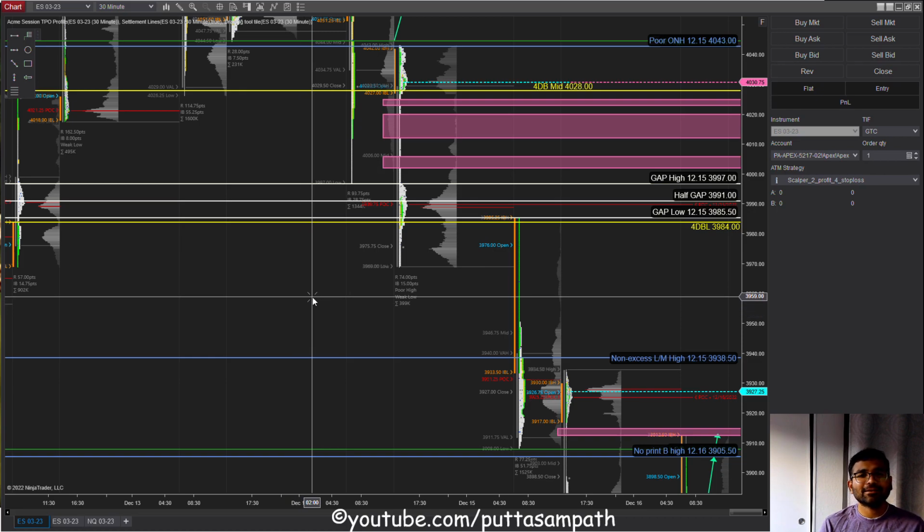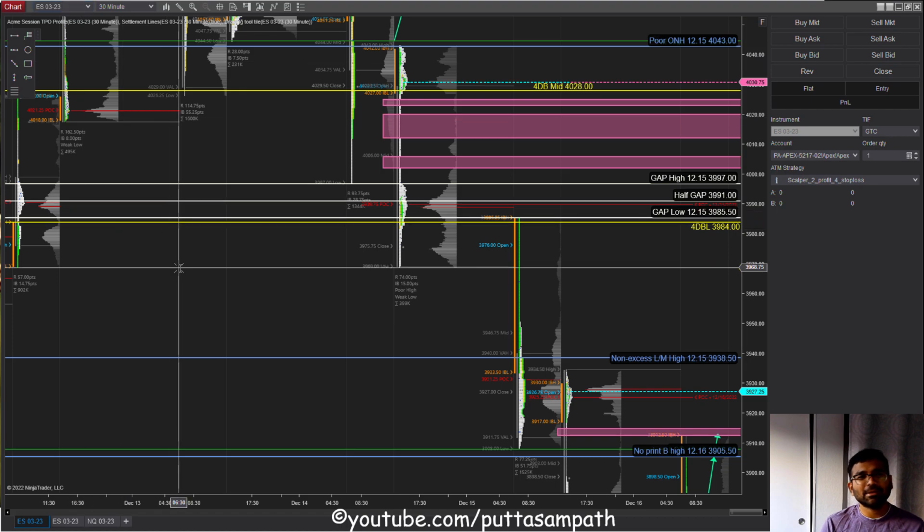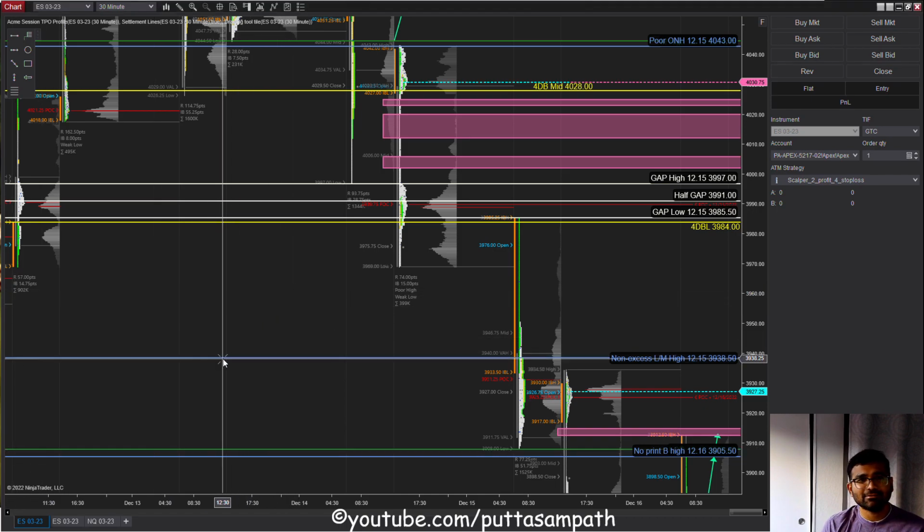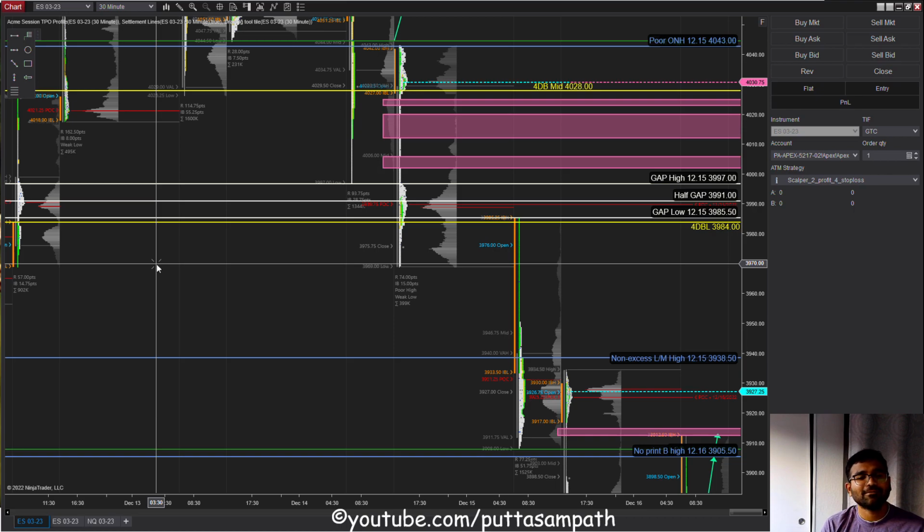As explained in last week's video, I have rolled over to the March 2023 contract. Typically the futures contracts expire every three months, every quarter. The December contract just expired on December 16th, so we have to switch to the newer contract, which is what you are seeing here right now: the ES March 2023 market profile view chart.